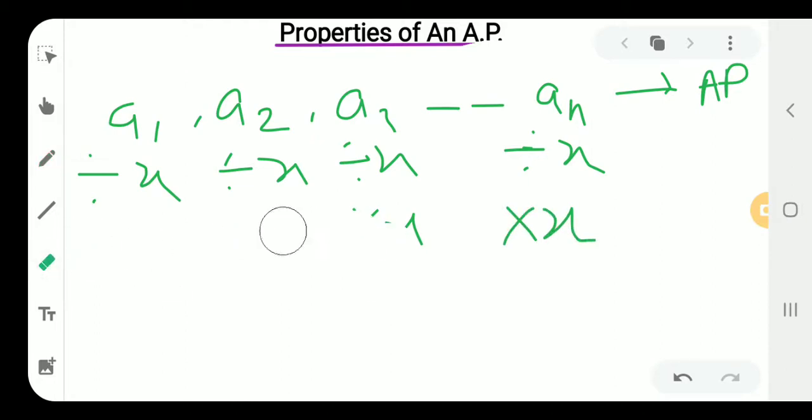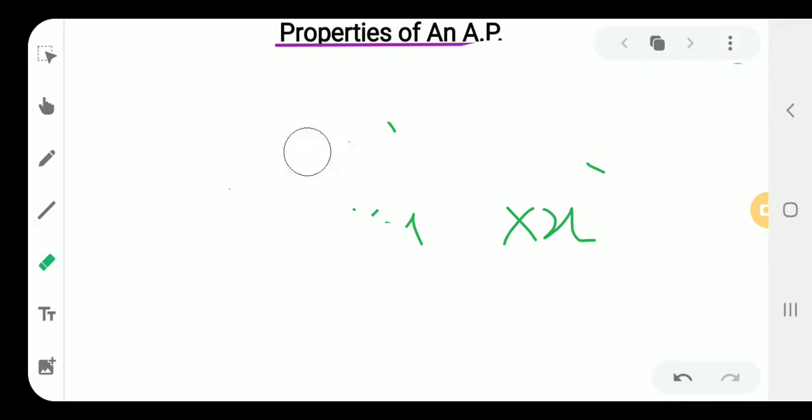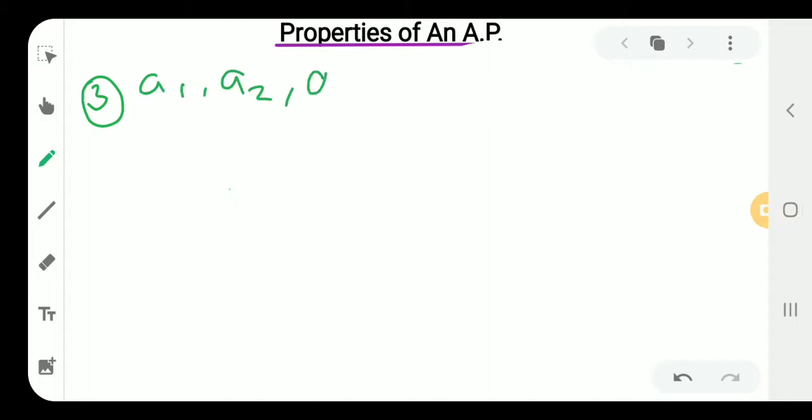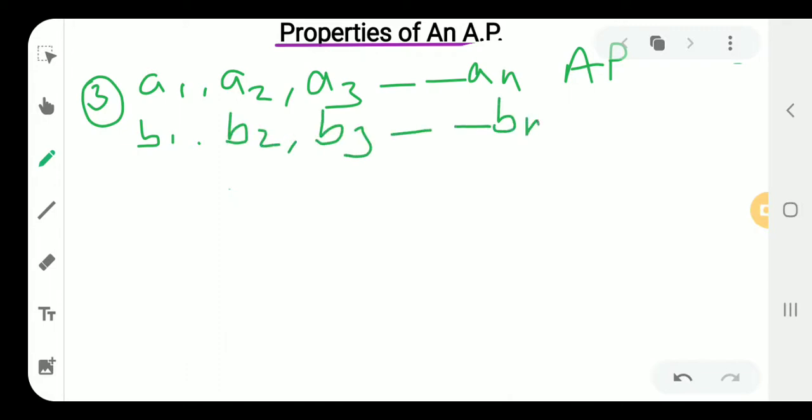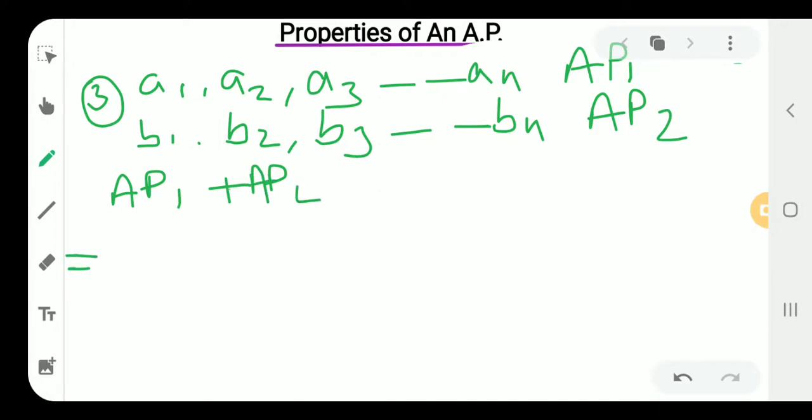Now we'll look at the third property. If A1, A2, A3 continuing till AN is in AP, and B1, B2, B3 till BN is in AP, this is AP1 and this is AP2, then if we add both the APs, AP1 plus AP2, the resultant sequence or series will also be in AP.